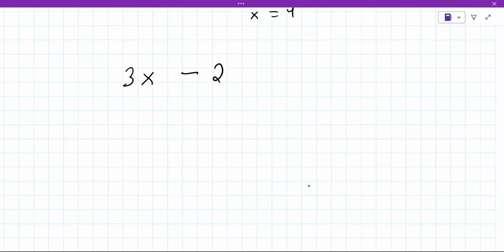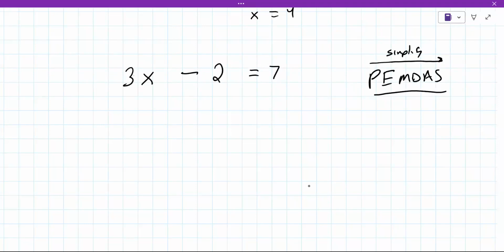So here's a new problem. 3x minus 2 equals 7. A long time ago we talked about order of operations, and that's if you're simplifying. If you're solving, you go the other direction. So you undo addition and subtraction first, and then you undo multiplication and division and so on.